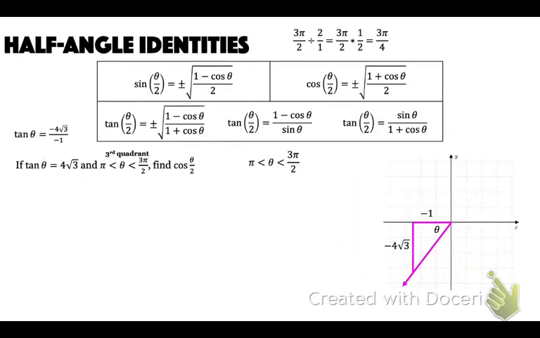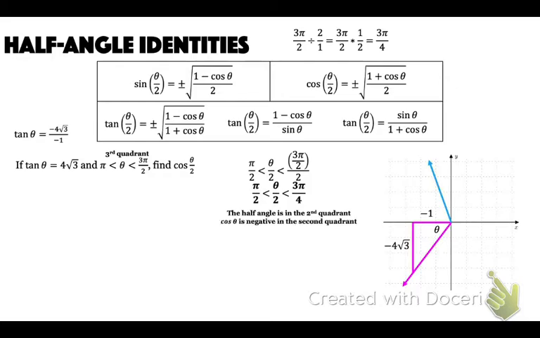Okay, so then I can figure out what the half angle is, divide that by 2, and I end up with pi over 2 and 3 pi over 4. So that means this is in the second quadrant, and it's a little bit closer to the y-axis. Then cosine is negative in the second quadrant. So I need to find my hypotenuse here, which is 7. So cosine of theta is negative 1 over 7. Plug that into that equation, and I'm going to use the negative because I figured out that cosine is negative there. And I have 1 plus negative 1/7 over 2, which is 1 minus 1/7 over 2.